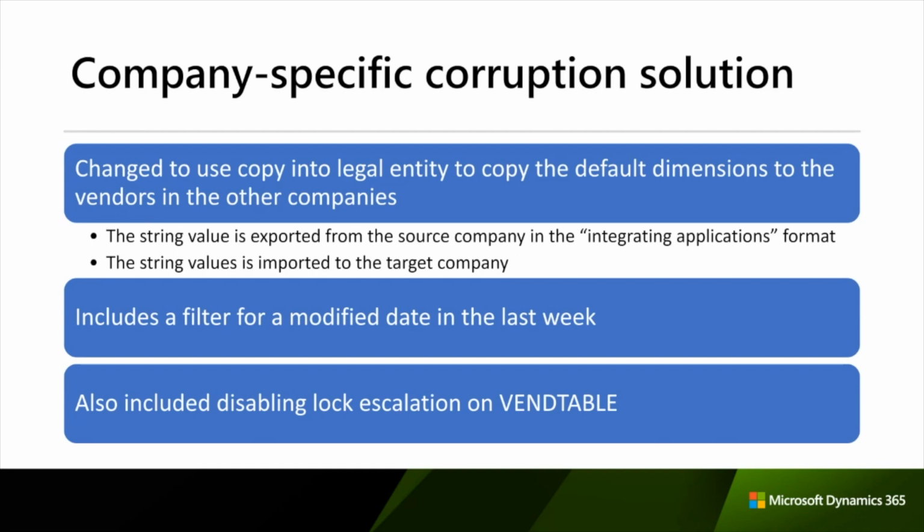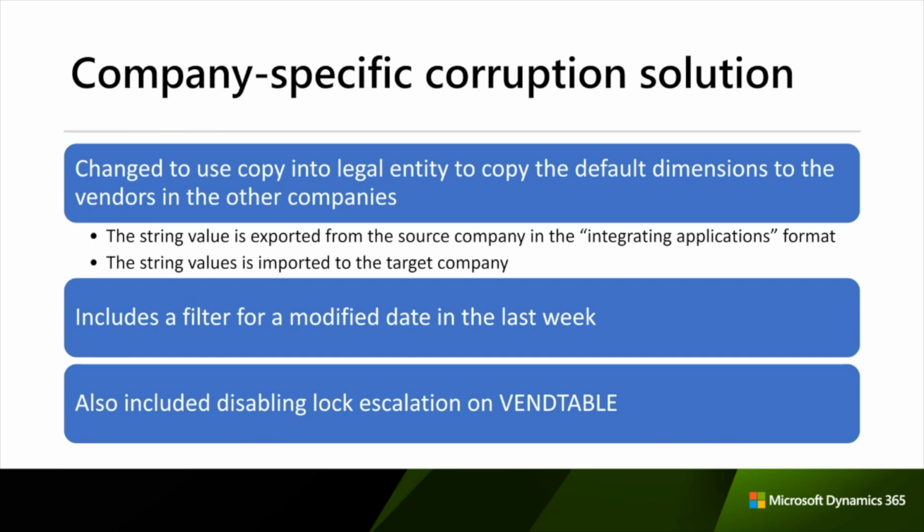We included a filter on the job so that it would only run for vendors that were modified in the last week. We didn't want to miss any, but we didn't want to include all 5,000 vendors every time. It would run for a very long time. So that was our compromise.